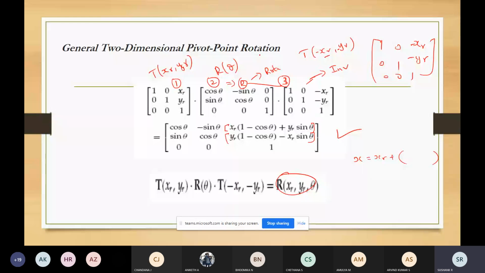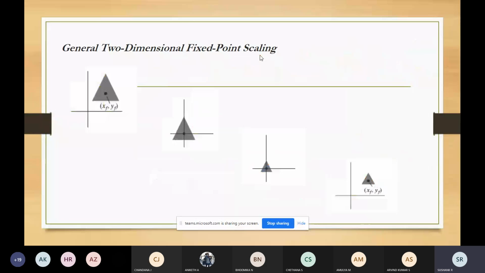The same thing goes with scaling also. So you want to scale about a fixed point. The first step will be to do the inverse translation and get it to the origin. From the origin, perform scaling. Once the scaling is done, do the translation, meaning move back to the same point. So the sequence of operations is inverse translation, then scaling, then translation.